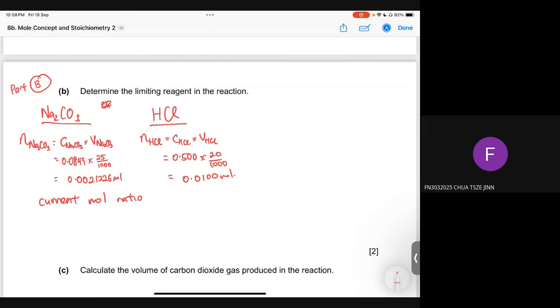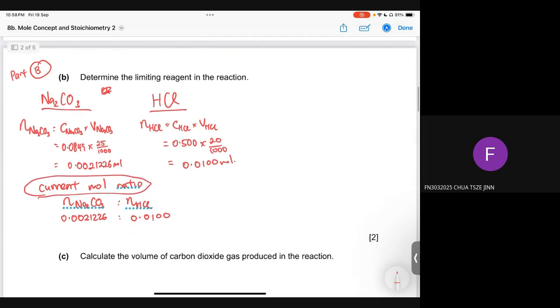That means in terms of how many moles each of them have, right? So I know that the mole of Na2CO3 to the number of moles of HCl is 0.0021226 is to 0.0100. So this is the current number of moles in the reacting solution. Right? Current number. So this number is too weird to do anything. So what I'm going to do is make one of the numbers become one. To make one number become one, I'm going to divide by the smallest number.